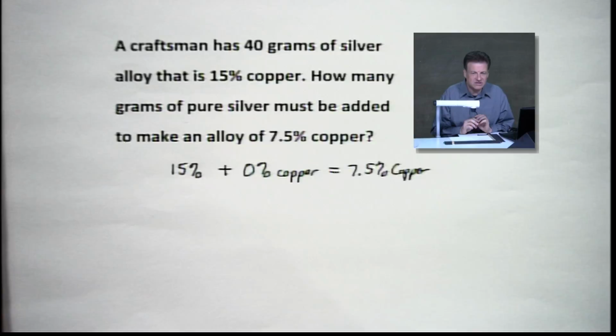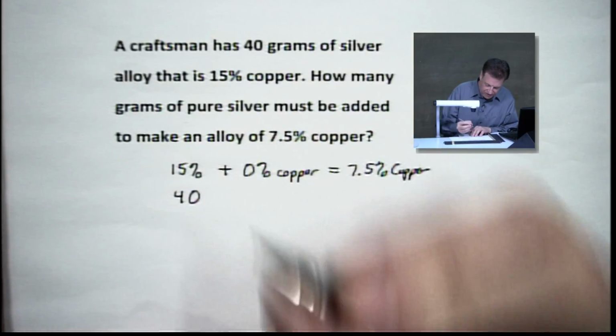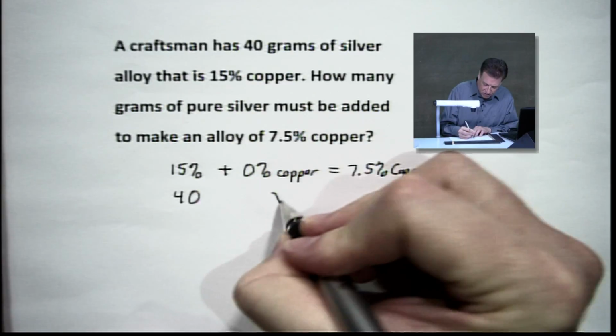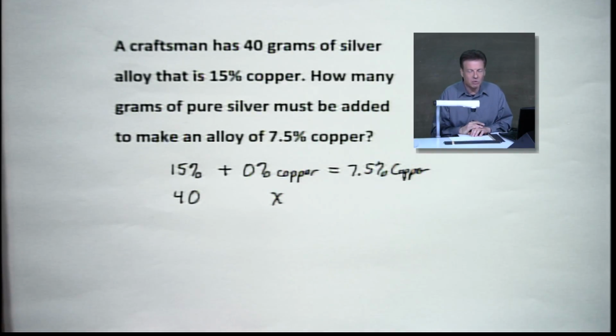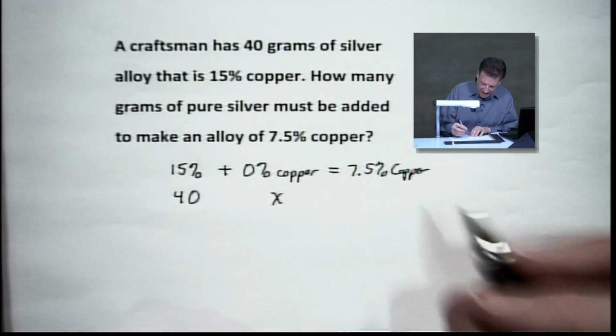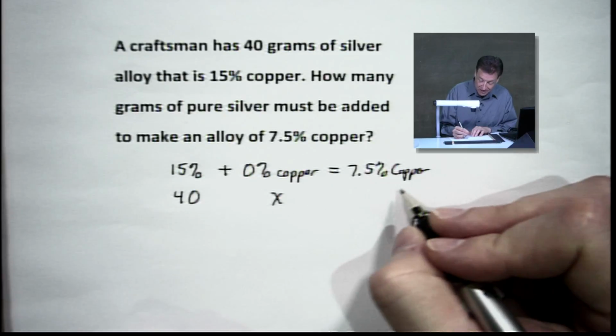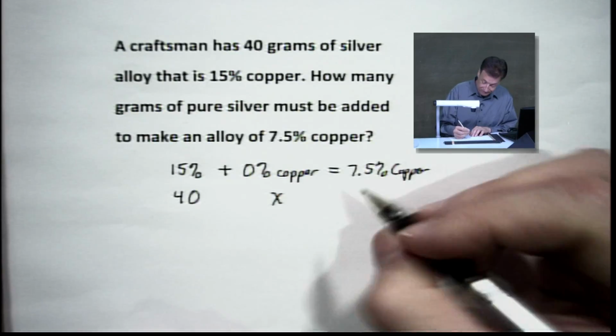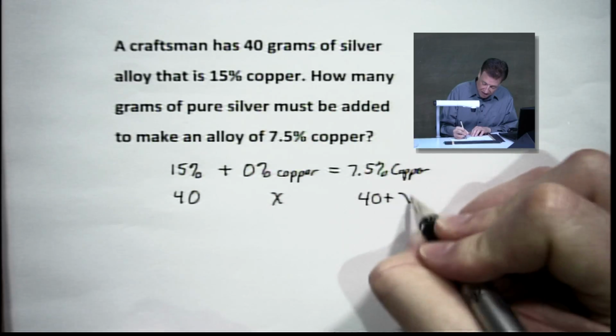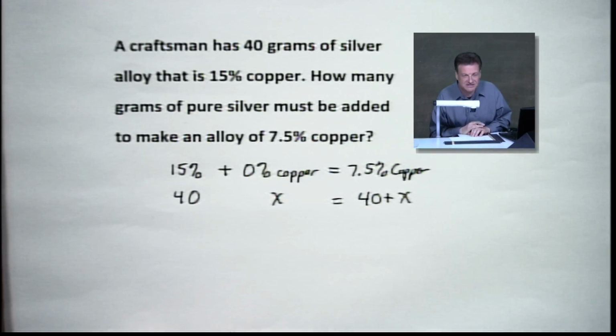So let's see where this is going to go. We start with 40 grams. So here we go. We have 40 right there. We pick up, call it X. We don't know how much, but we're going to add some copper. And actually, we're going to add some pure silver there. And then we're going to end up with, guess what? 40 plus X. There we have it set up.